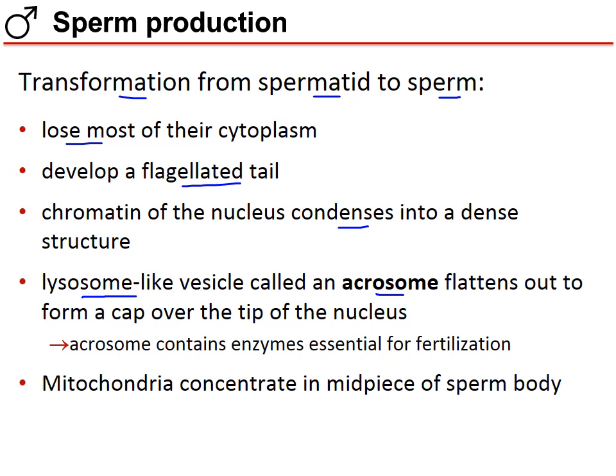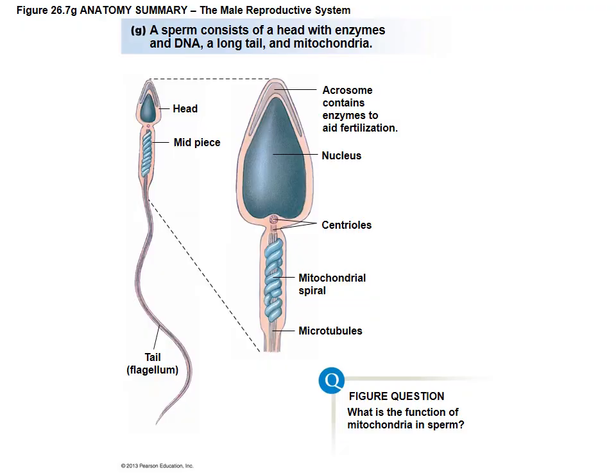Now this acrosome plays a very important role in fertilization, as we'll see in the last lecture of reproduction. And then mitochondria are also concentrated in the midpiece of the sperm body. Obviously, mitochondria are needed because they produce energy for the movement of sperm. And the final result is this small motile gamete, which bears very little resemblance to its parent spermatid.